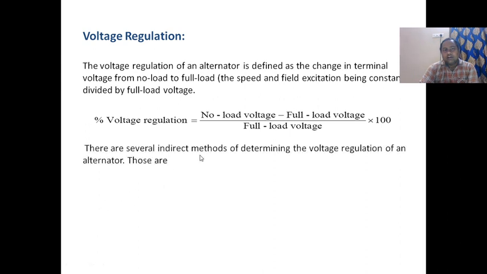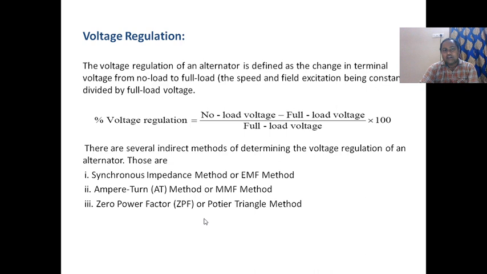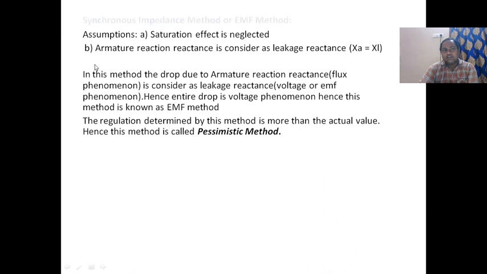There are several indirect methods of determining the voltage regulation of an alternator. Those are the synchronous impedance method or EMF method, the Ampere turns method or MMF method, the zero power factor or Potier triangle method, and the American Standard Association method. Now we discuss the synchronous impedance method or EMF method.